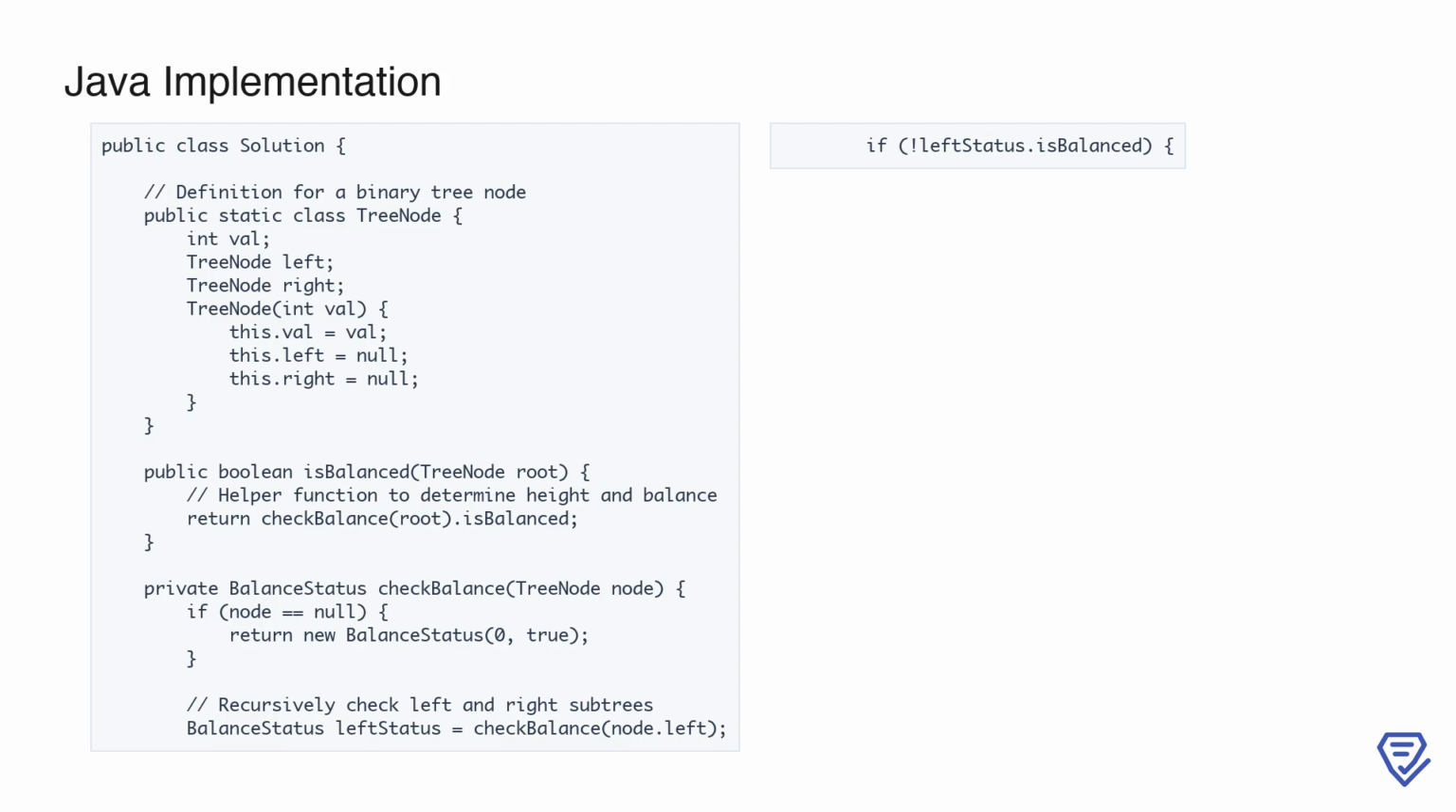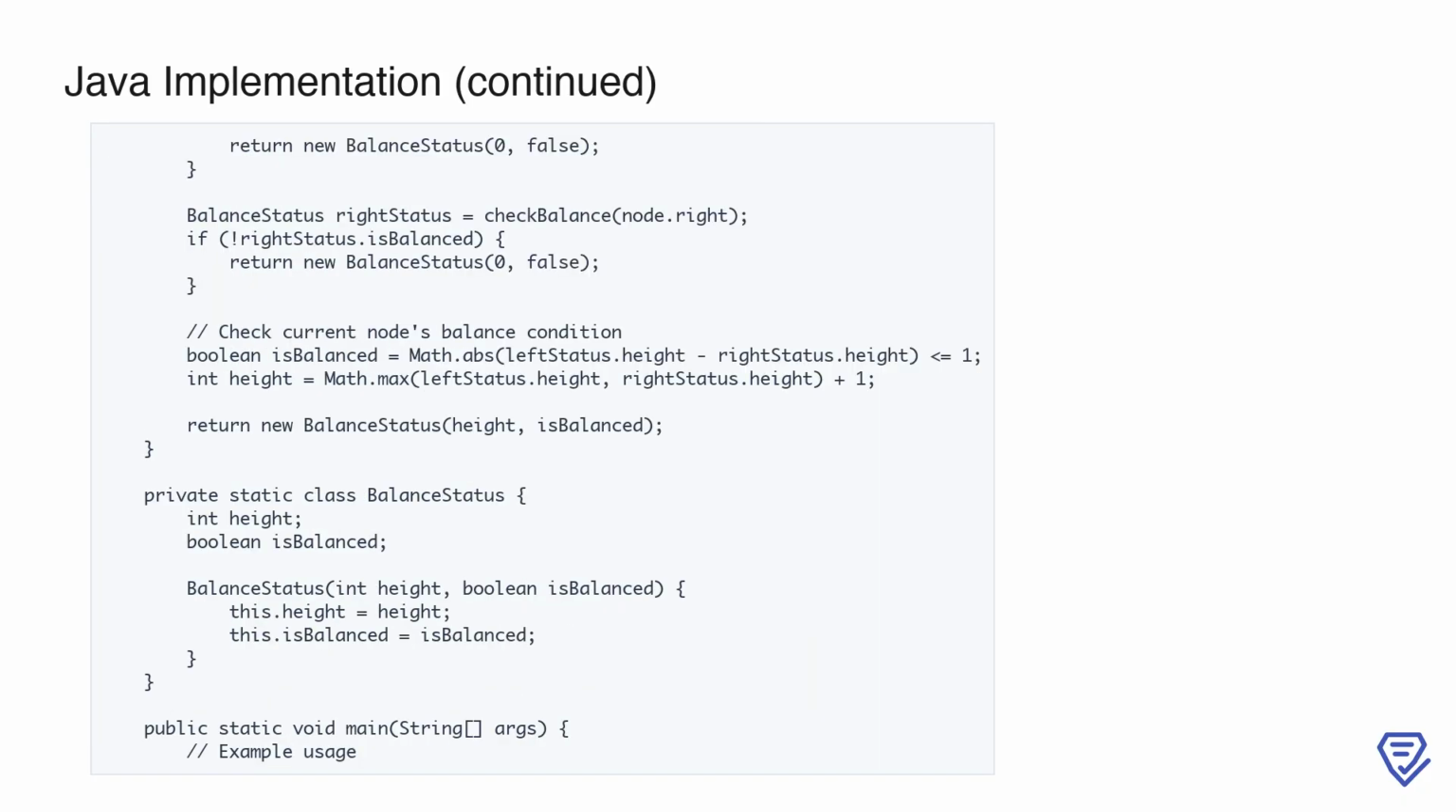If the current node is null, meaning we've reached a leaf, it returns a new balanced status object with a height of 0 and a balanced status of true. Next, the function proceeds to evaluate the left subtree by calling checkBalance on the left child of the current node. If the left subtree is determined to be unbalanced, the function immediately returns a balanced status object indicating an unbalanced state. Similarly, the function checks the right subtree. If the right subtree is unbalanced, the result is also returned as unbalanced.